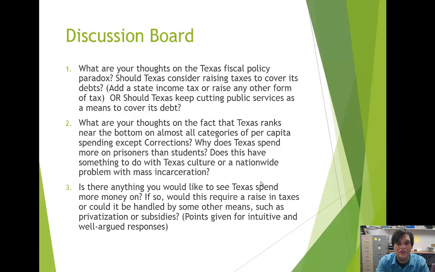Points will be given for intuitive and well-argued responses. So think of something that you would like to see Texas spend more money on. But then realize that Texas has to have a balanced budget. So think of the way Texas could cover its cost. Think about whether this would require a raise in taxes, or could the private sector handle these things, or could Texas offer subsidies for these sorts of things? And if you come up with a great, intuitive plan of how Texas could cover this new spending, I will definitely give you some extra credit points for that for sure.